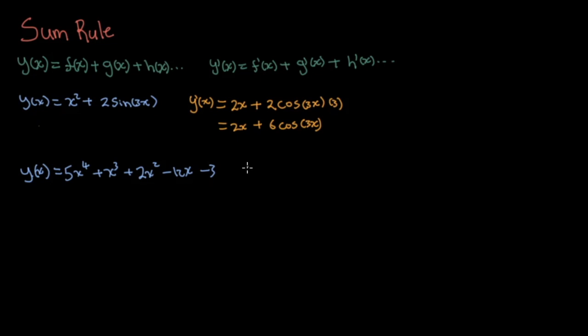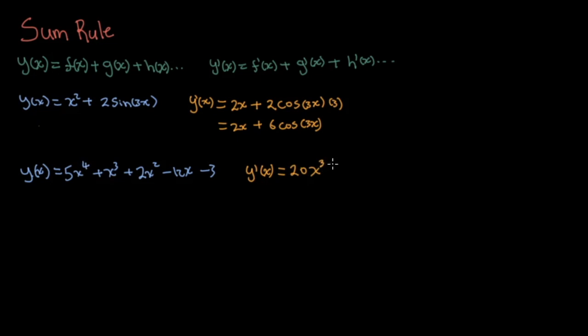Well, y prime at x again is just going to be the derivative of this term here plus the derivative of this term here plus the derivative of this term, and so on. So we'll start with the derivative of this term. We're going to use our power rule. So 4 times 5, which is 20, 20x, and then we're just going to subtract 1 from the exponent.